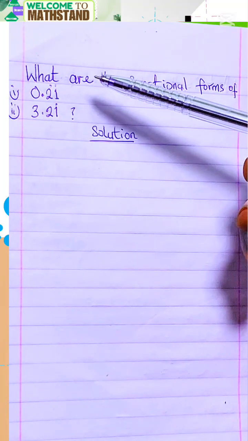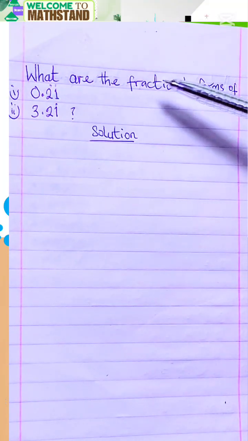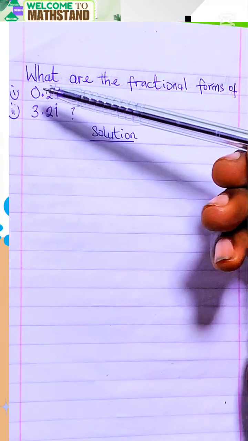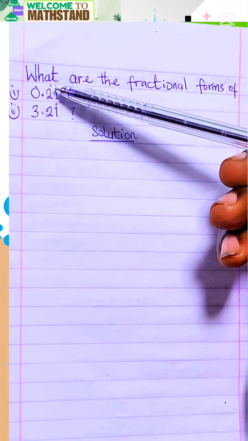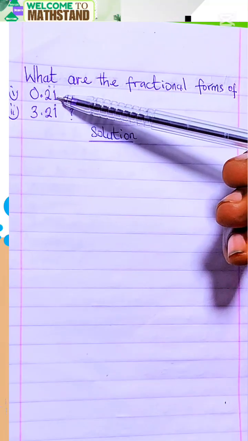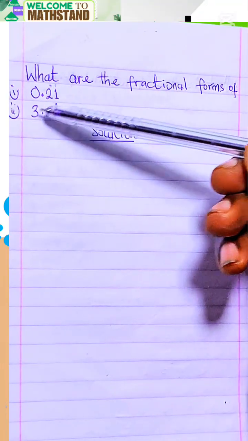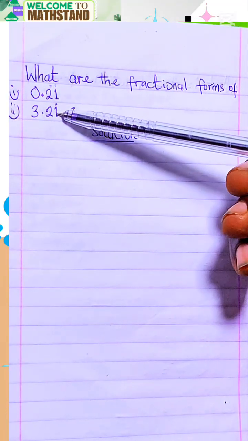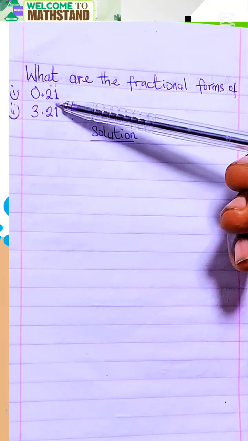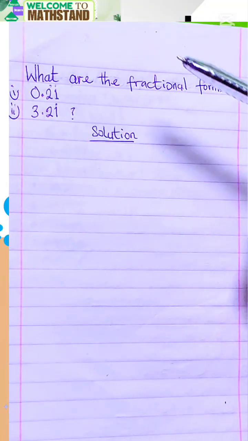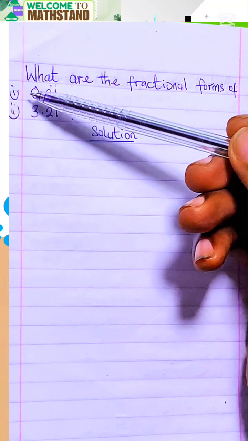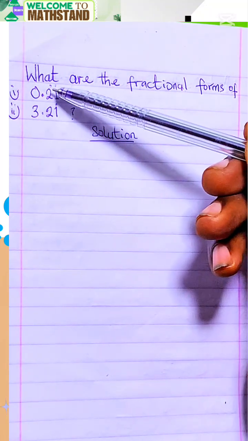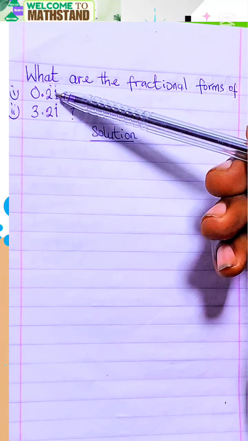So the question is, what are the fractional forms of? First, I is 0.21 with dots on 2 and 1, and here the second one is 3.21 with dot on top of 1 only. So what do these mean? From the very first one, we have 2 dots. We have dot on top of 2. We also have dot on top of 1.